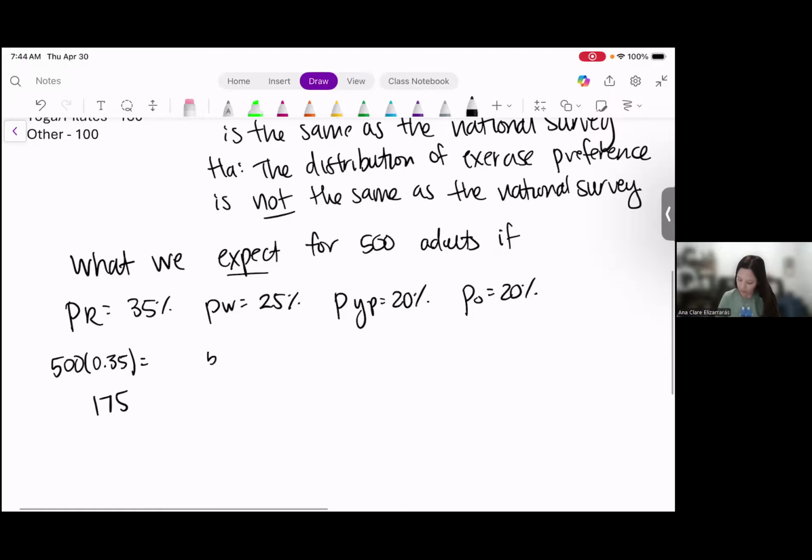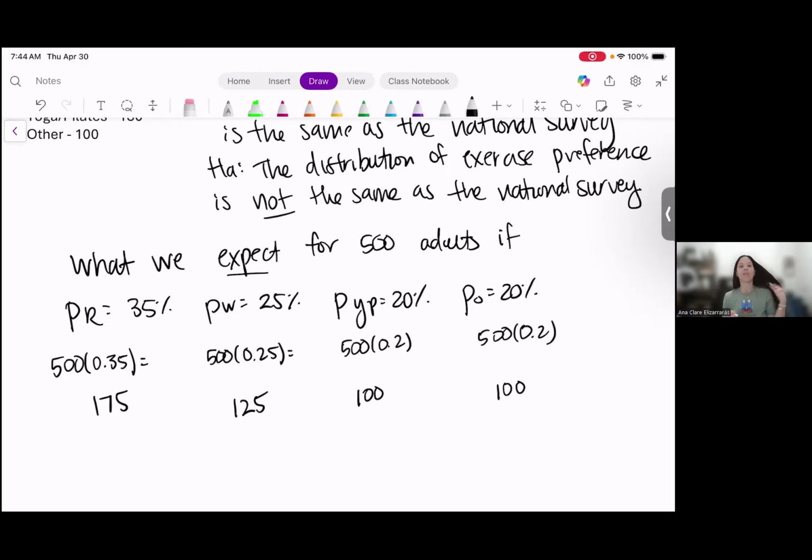We multiply 500 times 0.25, and we get 125. For the last two, 500 times 0.2, 500 times 0.2, we get 100 each. Now, all of those should sum to 500 because that's how many we have. But each of these is at least 5, so the large counts condition is met. So what you do to calculate your expected counts for chi-square goodness of fit is you take your sample size and multiply it by whatever the proportion is for each of the categories.